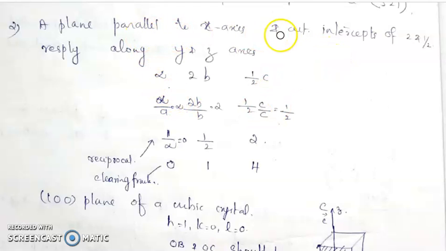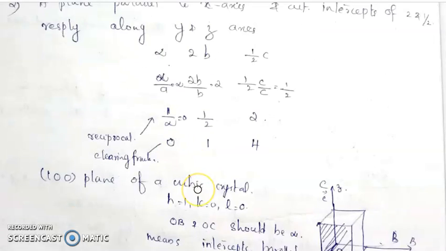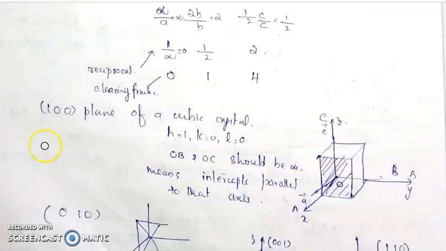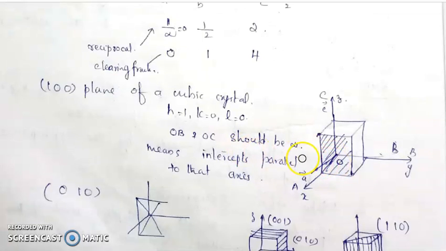So any plane which is parallel to a particular axis will have Miller index 0 there. So 0 means it is parallel to that particular axis. Then we can represent certain planes, such as the (100) plane of a cubic crystal. So here h is equal to 1, k is 0, l is equal to 0. So it cuts the x-axis, and it is parallel to the y and z axes. So you can mark here: this is the x-axis, this is the y-axis, and this is the z-axis. So it is cutting this x-axis at a particular length a.